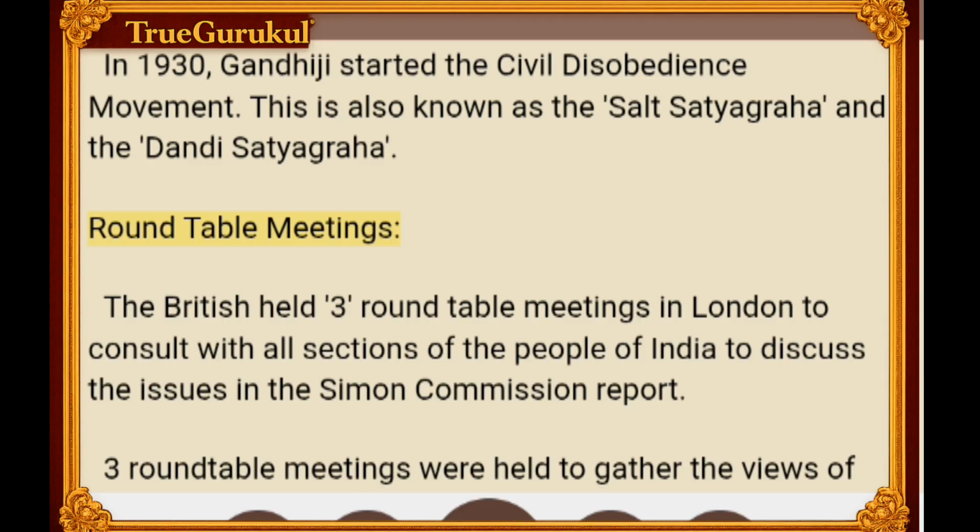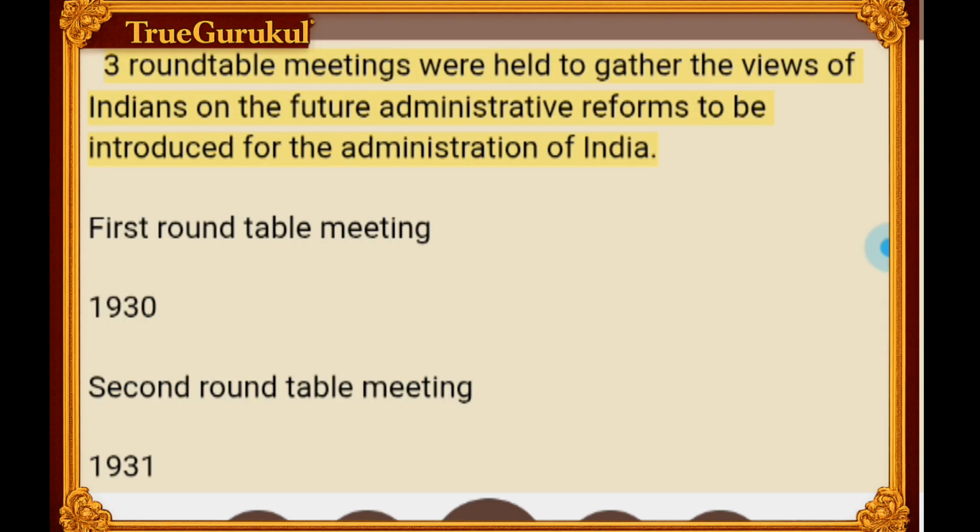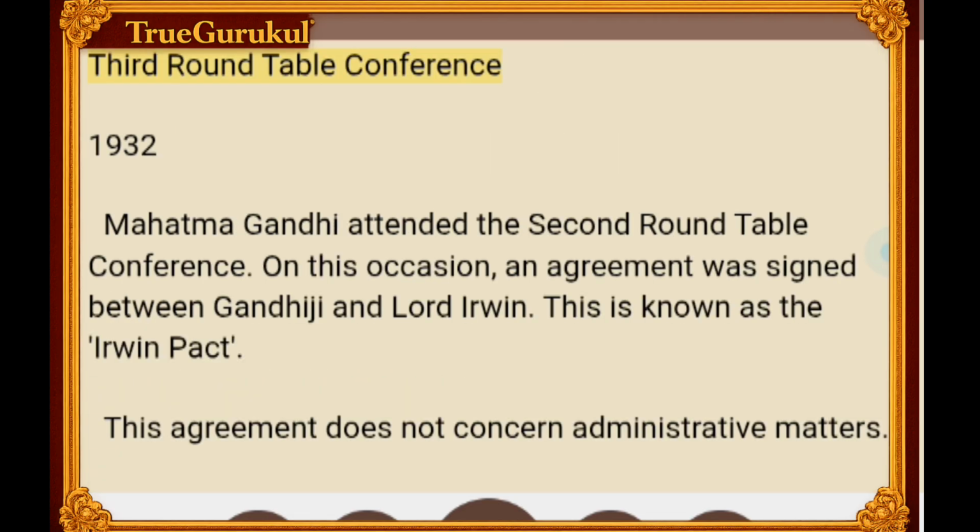Round Table Meetings. The British held 3 round table meetings in London to consult with all sections of the people of India to discuss the issues in the Simon Commission report. 3 round table meetings were held to gather the views of Indians on the future administrative reforms to be introduced for the administration of India. First round table meeting, 1930. Second round table meeting, 1931. Third round table conference, 1932.